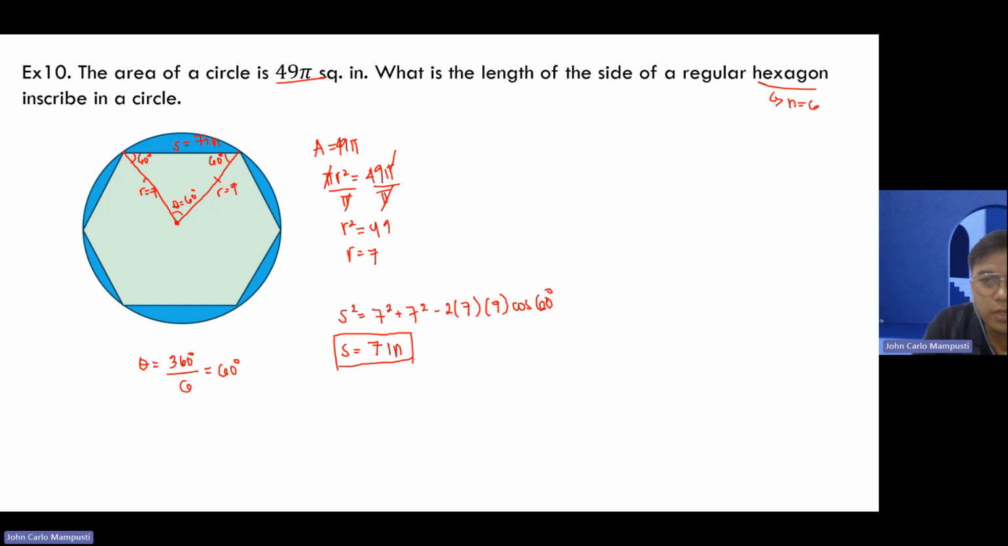So, that ends our lecture. So, I hope may natutunan kayo for our quiz number 1 and quiz number 2 next week. So, pointers lang natin. Quiz number 1 natin is polygons, triangle, and quadrilateral. For part 2 is circle and inscribe and circumscribe. So, yun yung ating coverage. So, thank you for listening.